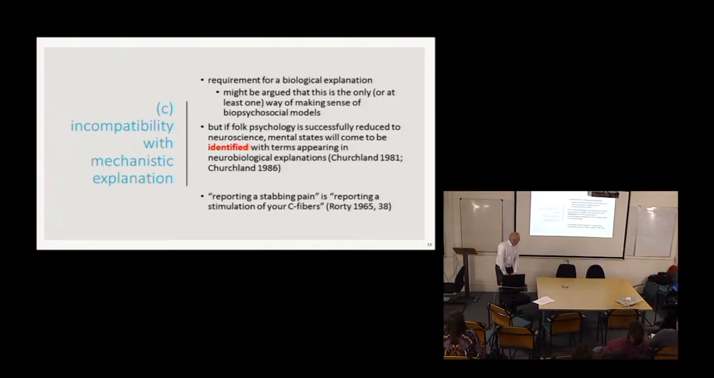So the eliminativist will argue that if folk psychology is successfully reduced to neuroscience, it seems reasonable to assume that mental states will come to be identified in terms appearing in neurobiological explanation. And of course, this leads to claims such as Roach's, who says that reporting the stabbing pain is, in the sense of ontological identity, reporting a stimulation of your C fibers. What is pain? Pain is the stimulation of a particular neural circuit.